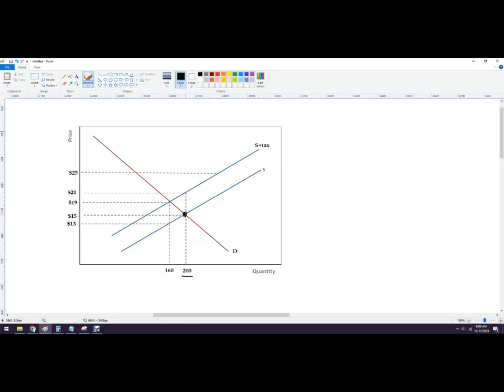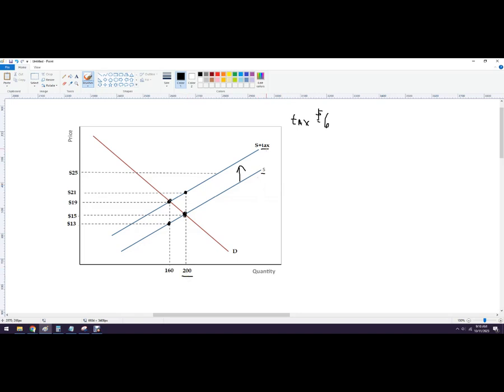So first I need to know how much is the tax. The tax is the distance between regular supply and supply plus tax, right? So it's like a shift. We shifted it to the left by that amount. We can just pick a couple points. We could pick a point right here, that's 13 going up to 19. That's a difference of 6. We can also go 15 going up to 21. That's a difference of 6. So the tax is $6.